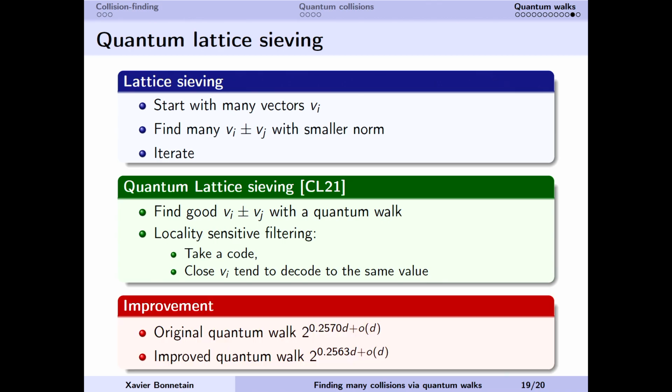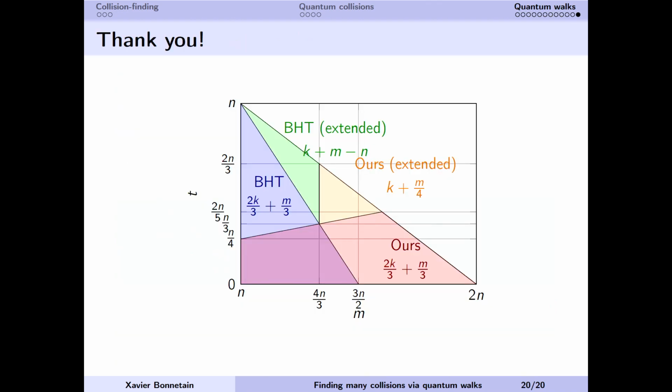And as we have a better quantum algorithm to find many collisions, we can improve the previous algorithm on lattice sieving, from an exponent of 0.257 to a groundbreaking 0.2563, which is an improvement of roughly a third of a percent, but this is the best known exponent for lattice sieving, and this means we qualify for the lattice cryptanalysis section. Thank you all for your attention.